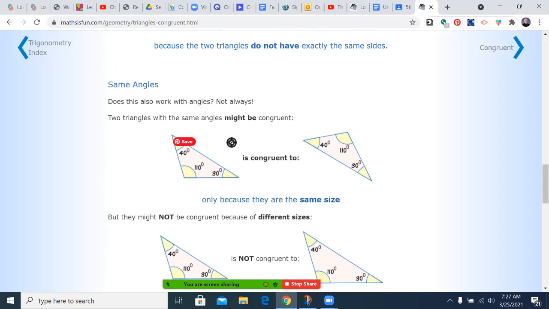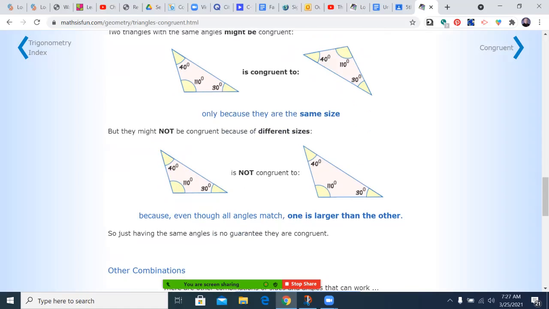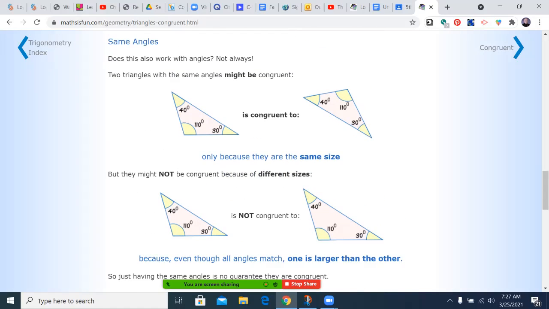How about same angles? We have 40, 110, and 30, and 40, 110, and 30. So although these are going in a different direction, they are still in the same spot in relationship to the angles of the triangle. So these would be congruent as far as the angles go.